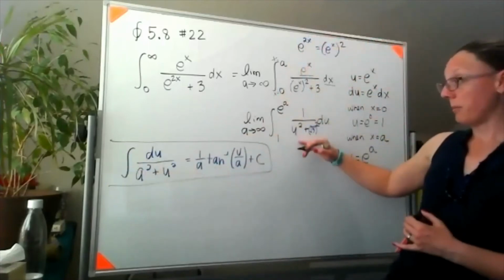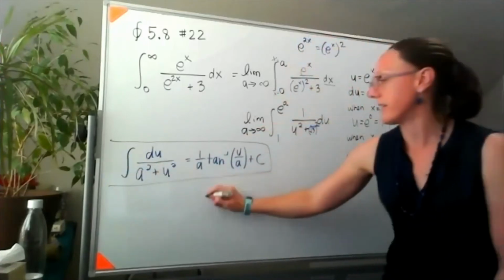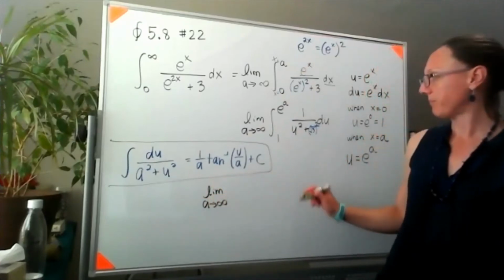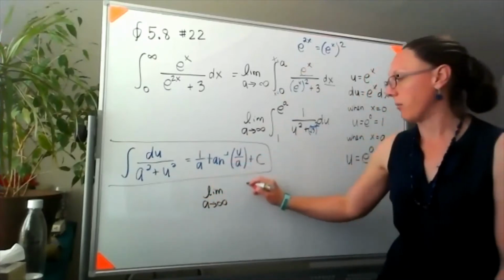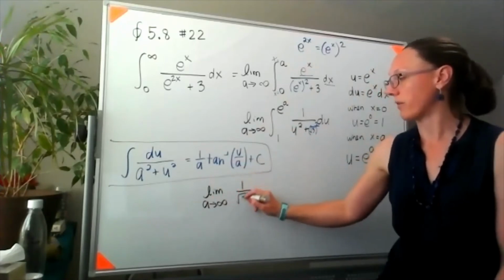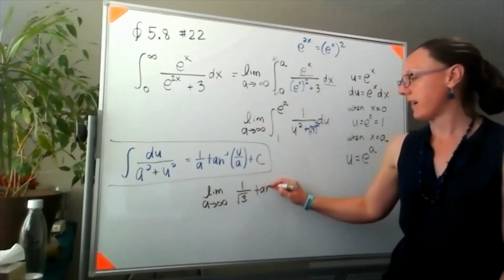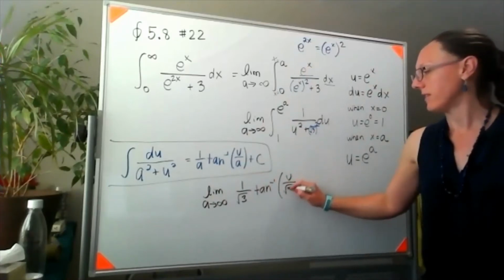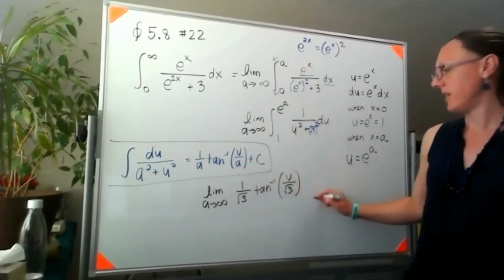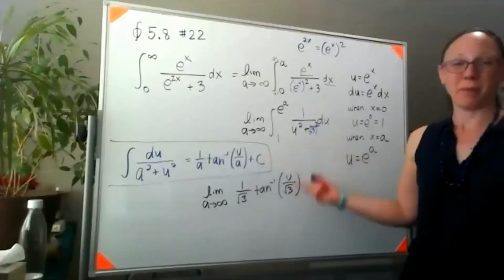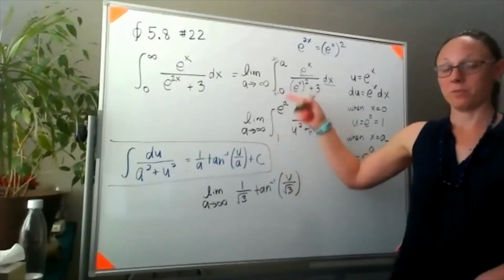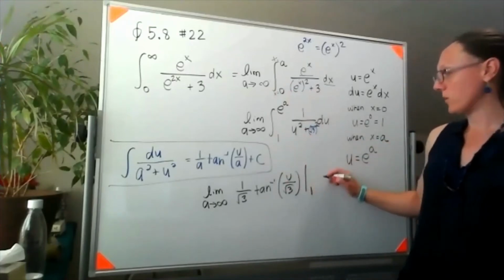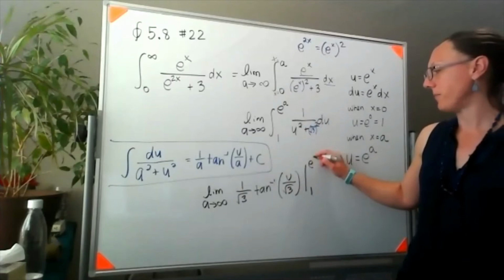Okay, coming back to our problem at hand. So we would have the limit as a approaches infinity, and this would become 1 over the square root of 3 tan inverse u over the square root of 3 plus c, but I don't need the plus c. This is a definite integral. So I'm going from u equals 1 to u equals e to the a.